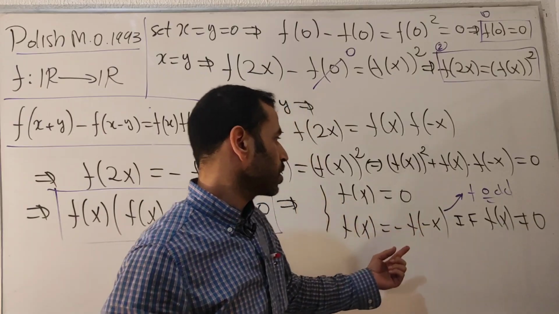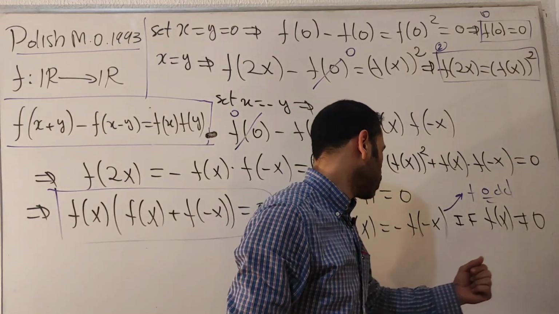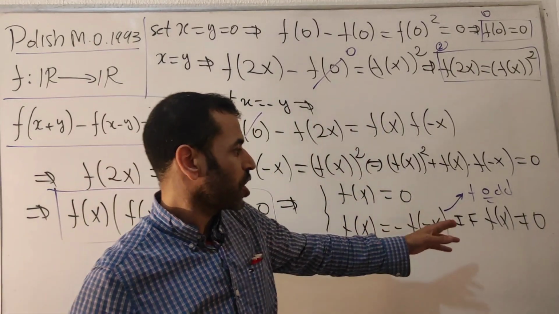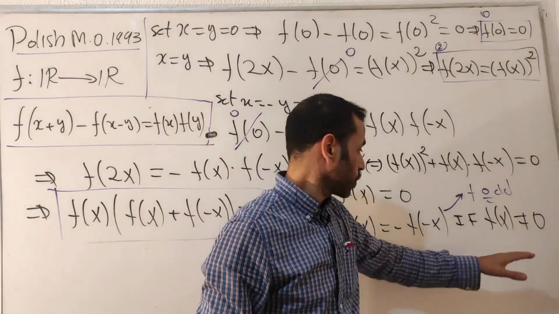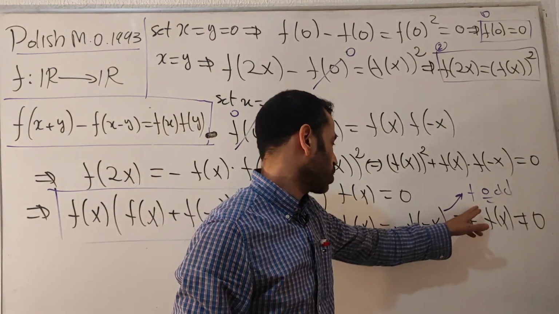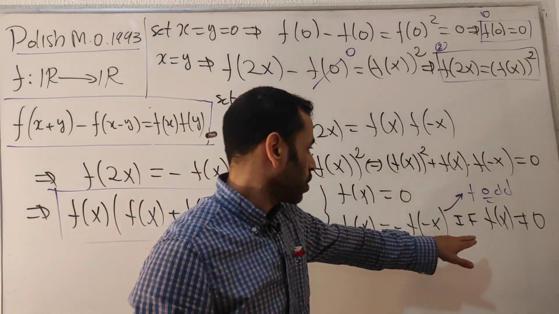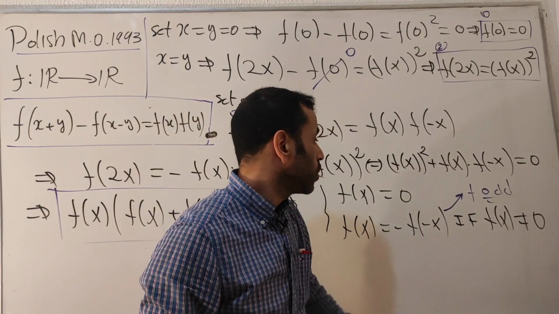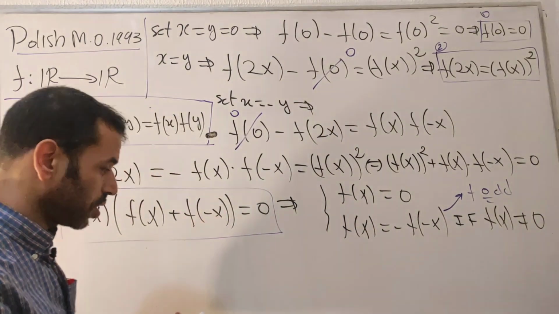But for the second case, when we have f of x different than 0, which means there is a function ahead, we are going to determine it. So this is what happened. The function that we are going to look for is an odd function. Okay, so we are going to work on this case. This is one side. Let's check the other side.